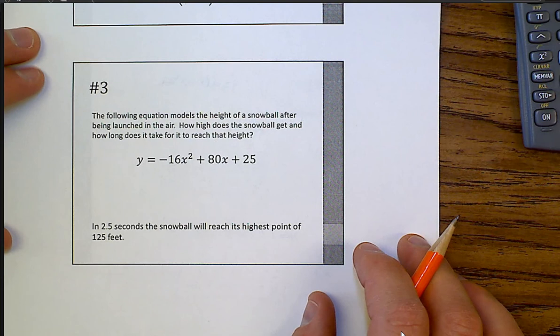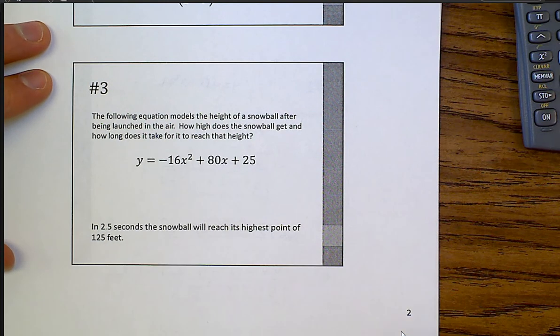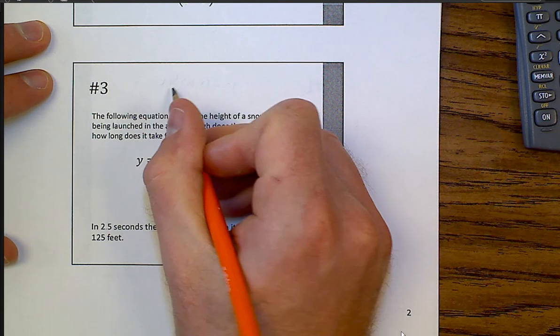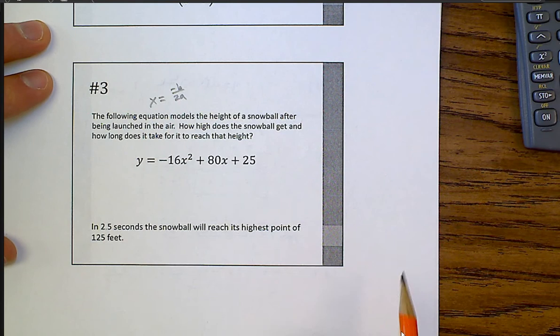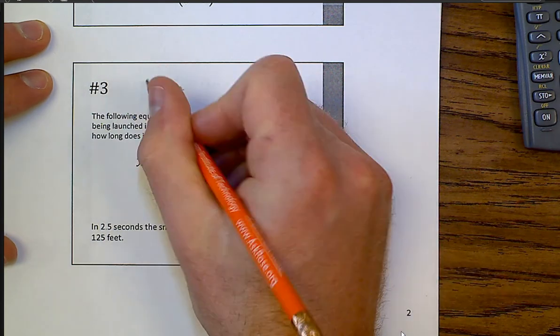Very similar situation. It says the following equation models the height of a snowball after being launched in the air. How high does the snowball get, and how long does it take to reach its height? Now again, back a couple lessons ago, we would just go negative b over 2a to find your x coordinate, right? We go negative 80 over 2 times that, find what x is, because this is how you find the vertex, or the highest point.